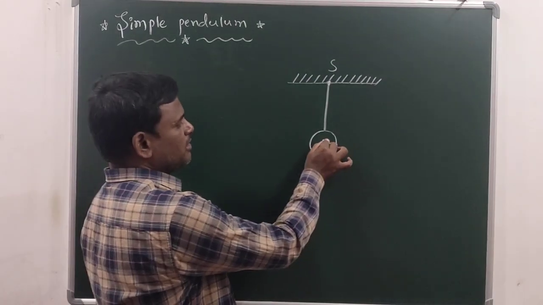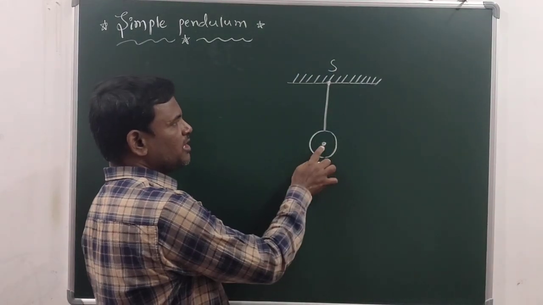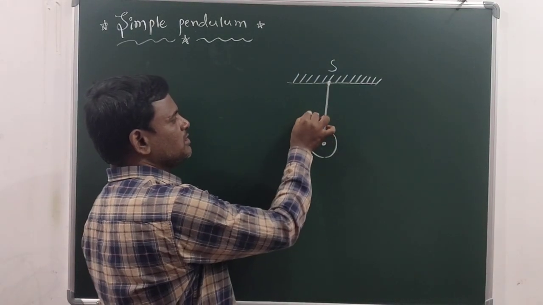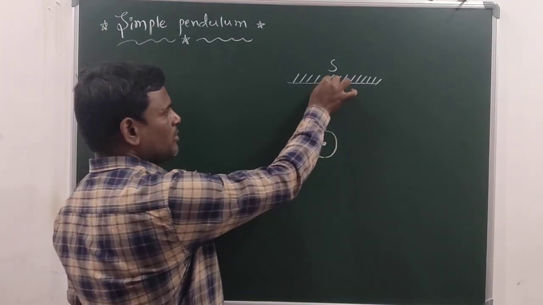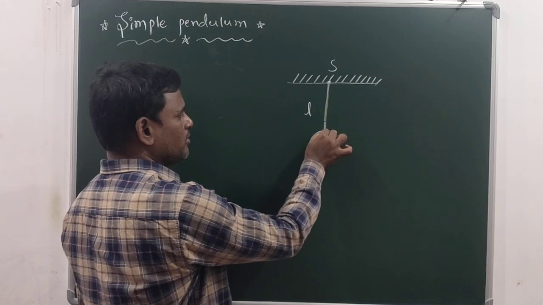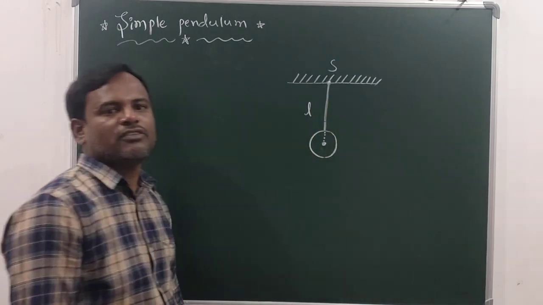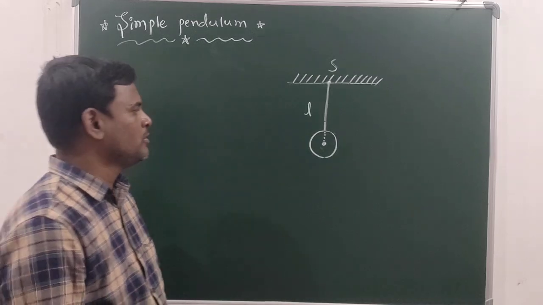And the length from the center of the bob to S is called the length of the simple pendulum. The distance from here to here is called the length of the simple pendulum.